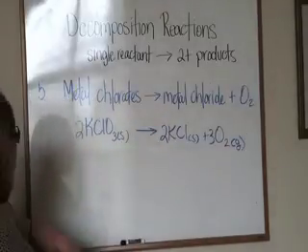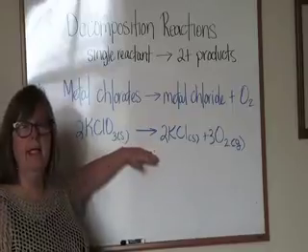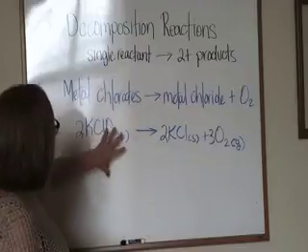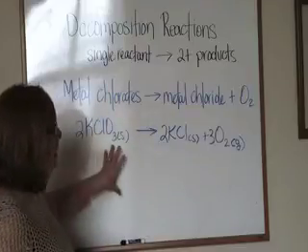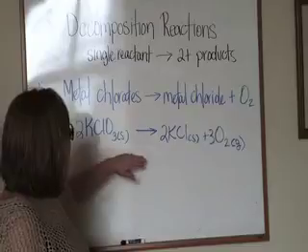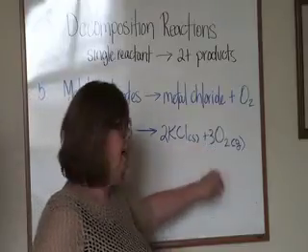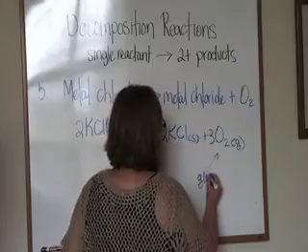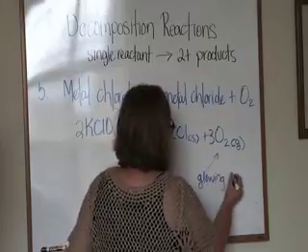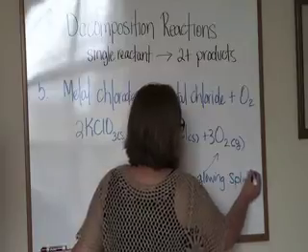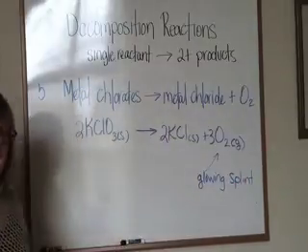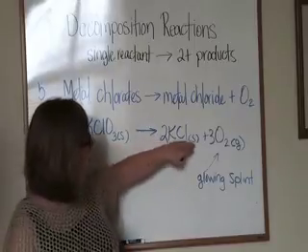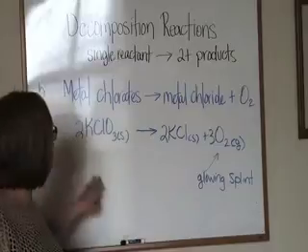This is probably the most common way to demonstrate a glowing splint test for oxygen. So you would put solid potassium chlorate in a test tube. You'd heat it up, it would decompose, and then to test for oxygen, you would put a glowing splint in, and it would reignite because the oxygen would support the combustion. So anyway, chlorates decompose into the metal chloride and oxygen. Again, you can put any metal here.